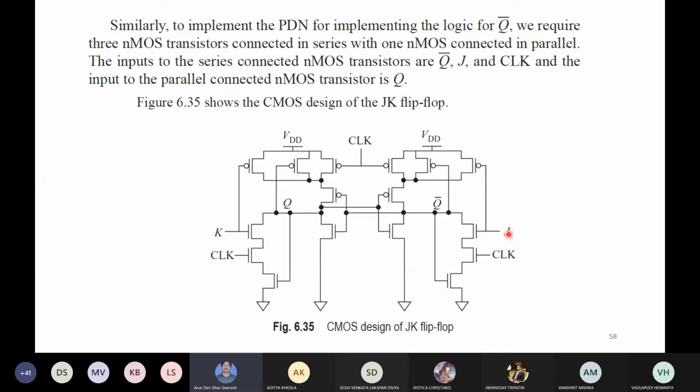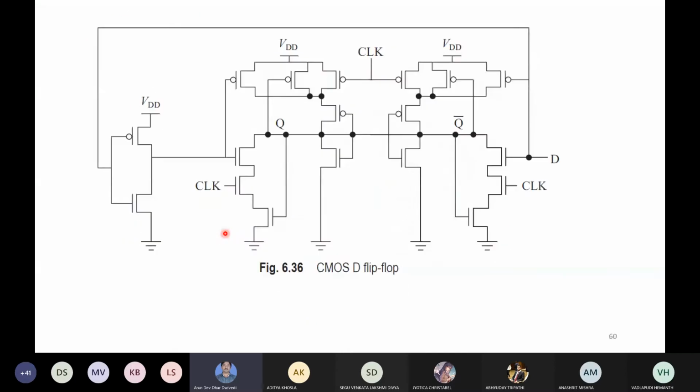Suppose whatever input is given to J, that is D. From here we are taking a connection, and here one inverter is connected, and its output is given to K. With this modification it will become a D flip flop. All these parts you have already designed in the JK.